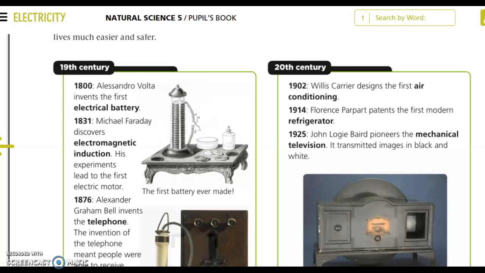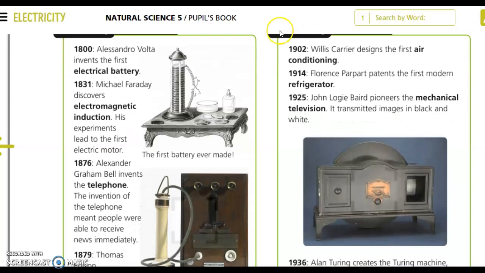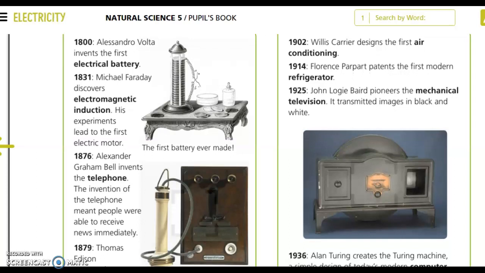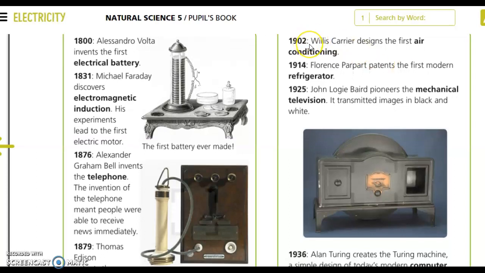20th century. 1902. Willis Carrier designs the first air conditioning. Super important in summer, don't you think so? Yeah, it was in 1902. It's not so recent, okay? 1914. Florence Parpart patents the first modern refrigerator.